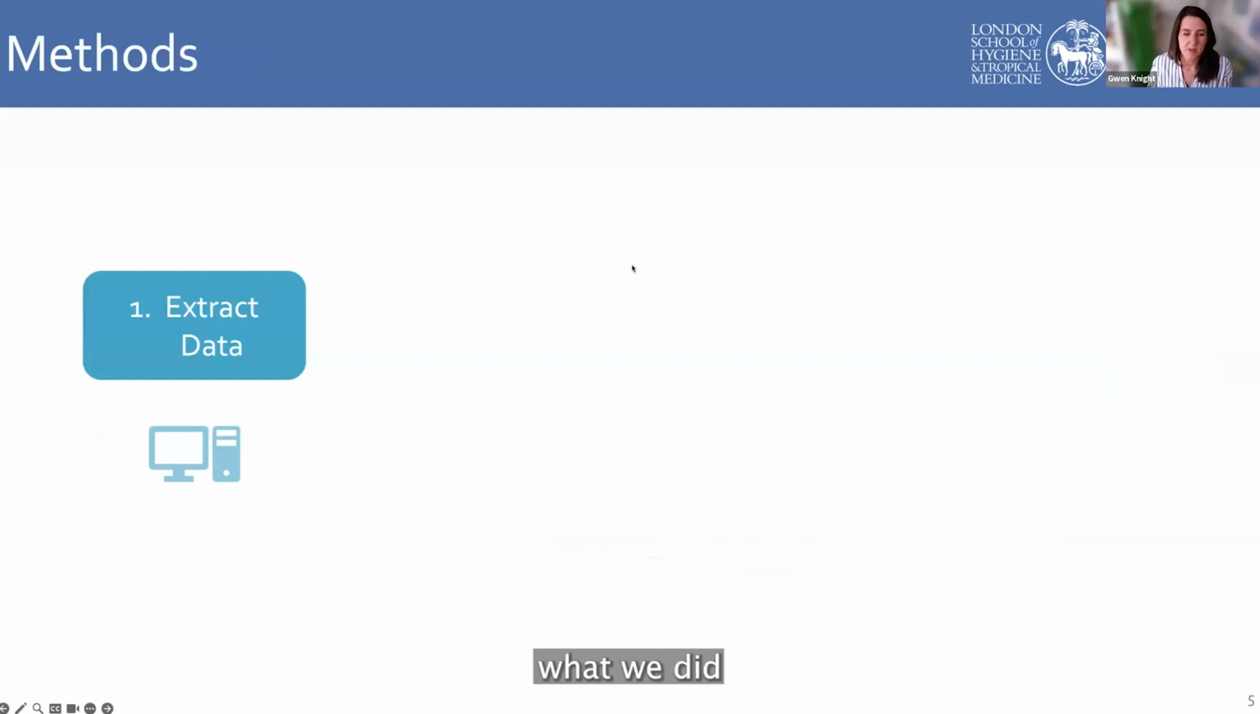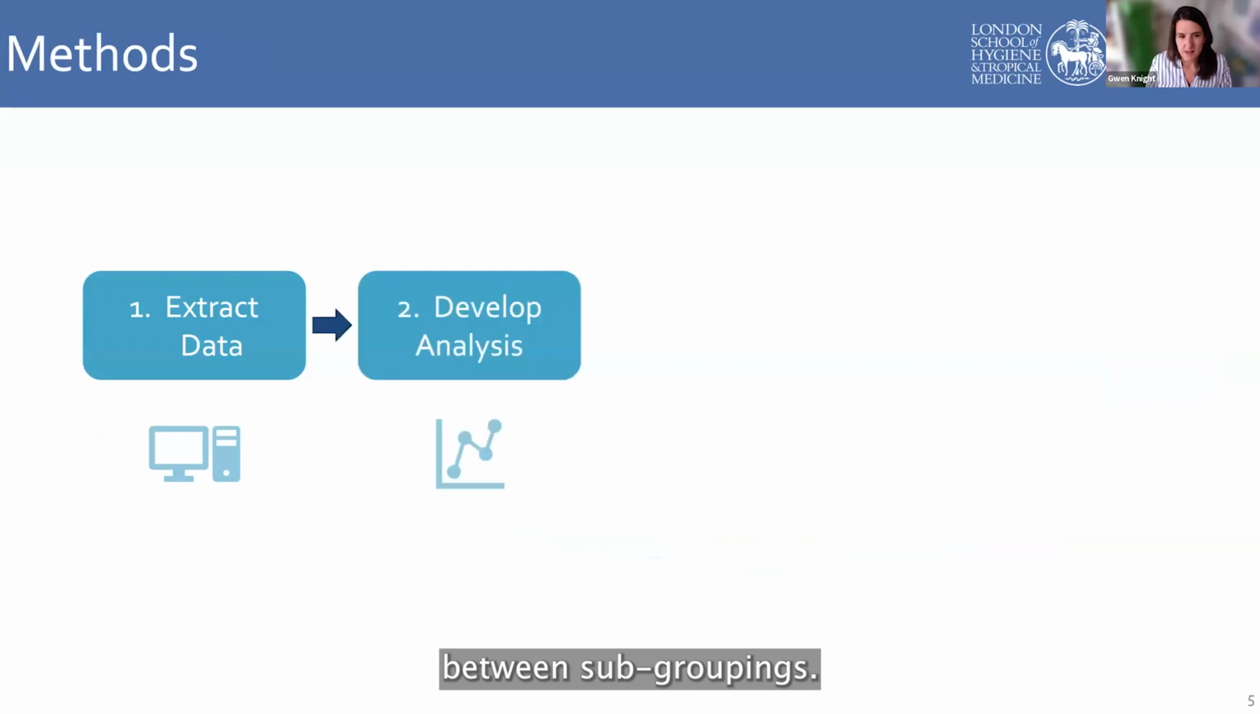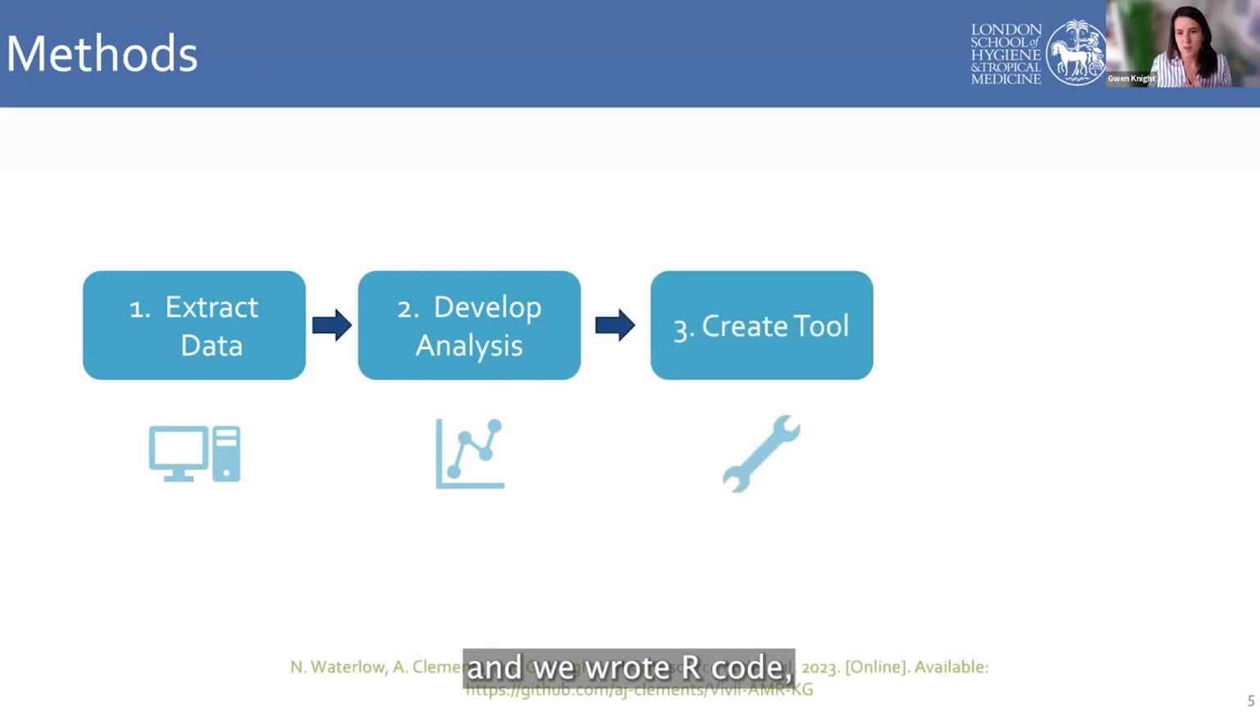So the methods section, what we did was first of all extract the data. So we looked for the databases that had information on the MIC, but also sufficient metapopulation data that we could look at differences between subgroupings. We then developed an analysis. We had to think about the stages that you might go through in order to explore these differences. And we wrote our code. So that's an open source free software. And all of our code is available on a GitHub freely, but it's not yet developed into a user-friendly tool.